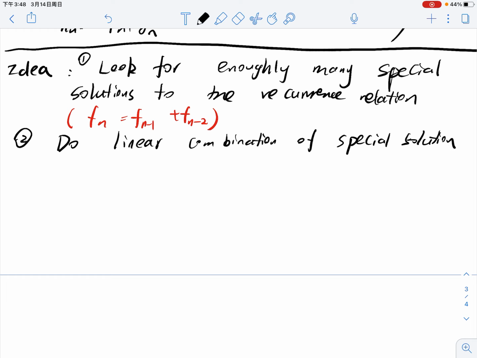Why do we need to do this? Because as we mentioned at the very beginning, the Fibonacci sequence depends not only on the relation, it also depends on the first two terms that we call initial data, so that f0 is 0, f1 is 1. If you don't have any requirement for the initial data, then the special solution is already a solution, so you don't need to work anymore.